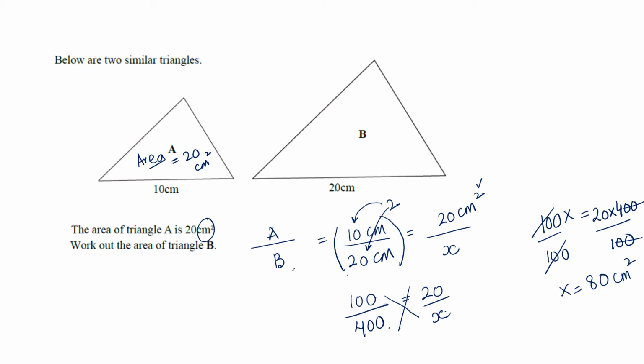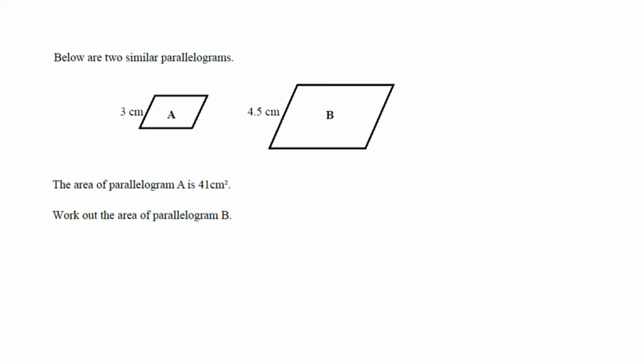Let's try the same kind of question in another figure. Now here two similar parallelograms are given to us. Again, first of all, the parallelogram A and also the parallelogram B, write them in the ratio form. Write the lengths. Length is 3 and 4.5.